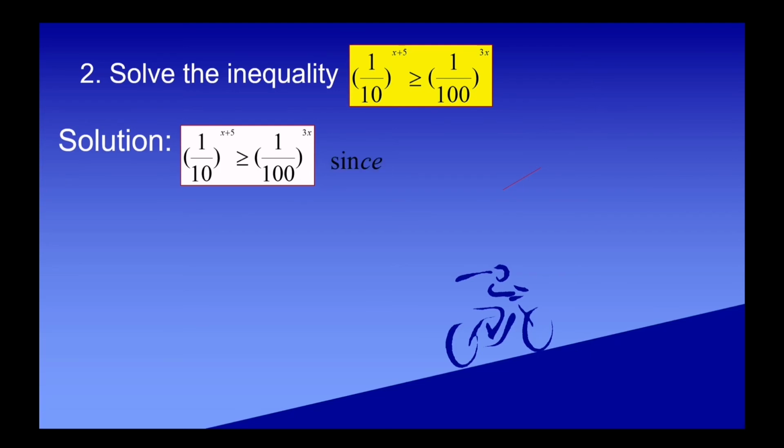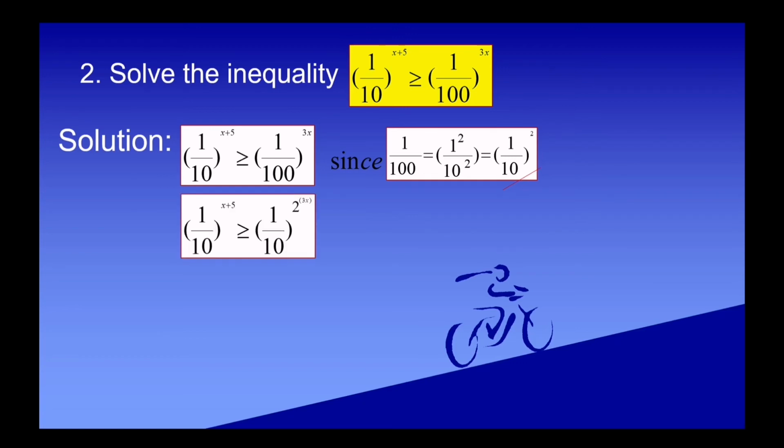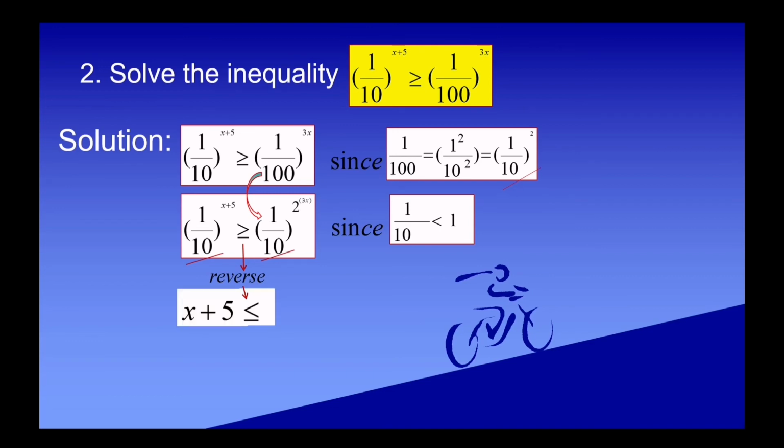So okay, since 1 over 100 is equal to 1 squared over 10 squared by law of exponent, so 1 over 10 raised to 2. Then 1 over 100 can be written now into 1 over 10 squared. So this time our base is 1 over 10, and this 1 over 10 is less than 1. Mas maliit pa yung 1 over 10 kaysa 1. So the positions of our inequality must be reversed. So baliktarin natin yung greater than or equal into less than.